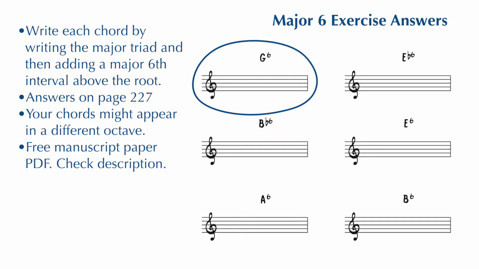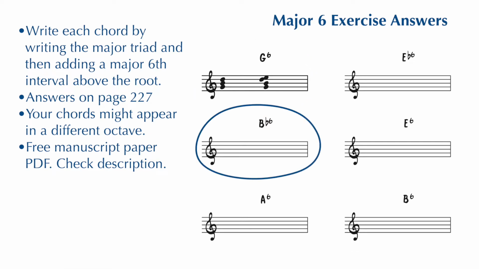Number 1, G6 or G major 6. First write a G major triad. That's going to be G, B, and D. Next, add a major 6th above the root. The root is G. A major 6th above G is E. Stack them all up. You have G, B, D, and E, or G6.